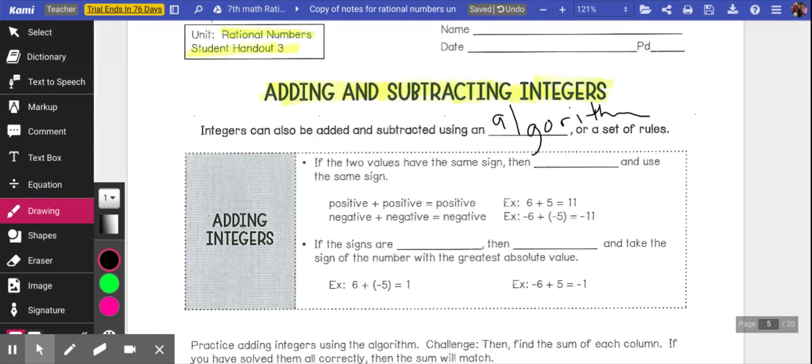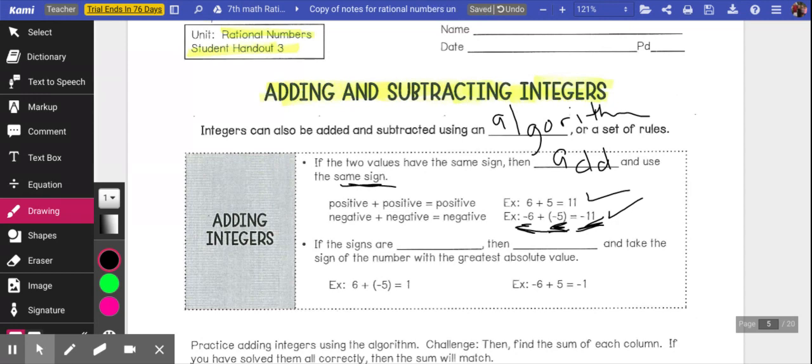So if the two numbers have the same sign, then add and use the same sign. So obviously this one we're used to. Like if they're both positive, we know it ends up positive. And if they're both negative, so a -6 plus a -5, and that parentheses, you don't have to have that there. They just do that so you notice the negative sign. Equals -11. I like to describe this as if we have a bunch of negative people in the room plus a bunch more negative people come in the room, then we're going to have a bunch of negative people in the room.